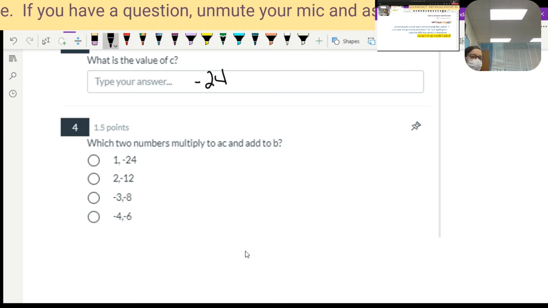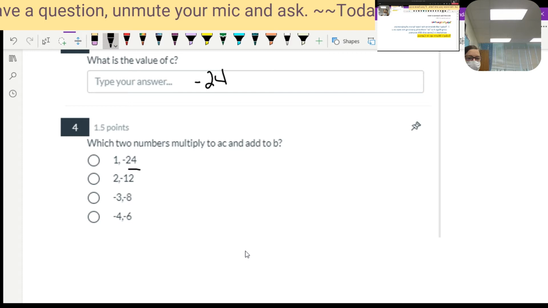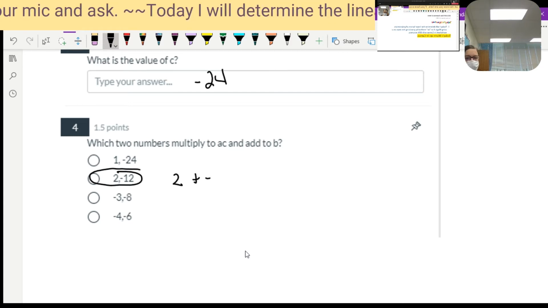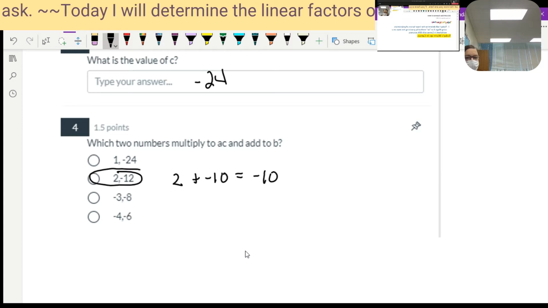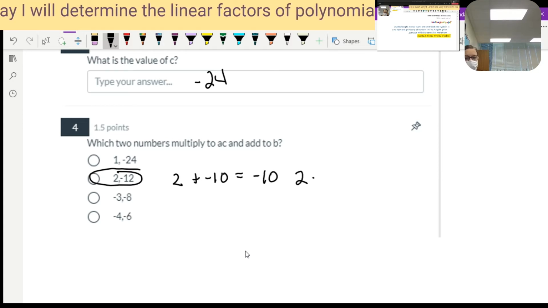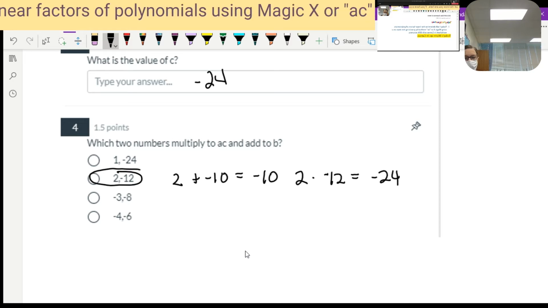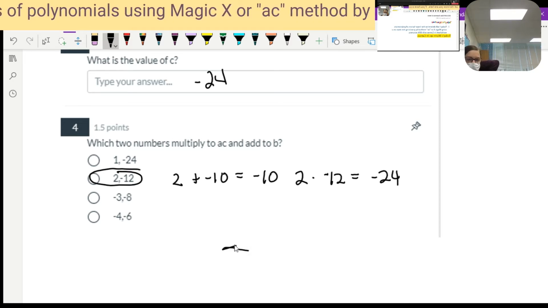Okay, then our next job is to find two numbers that multiply to AC and also add to B. So the answer to that one is number 2, or the second one, because 2 plus negative 12 equals negative 10, and 2 times negative 12 equals negative 24. Okay, any questions on that?